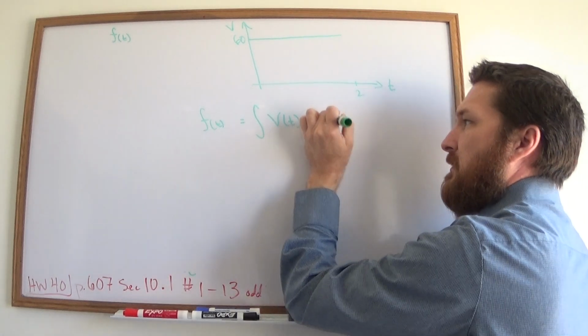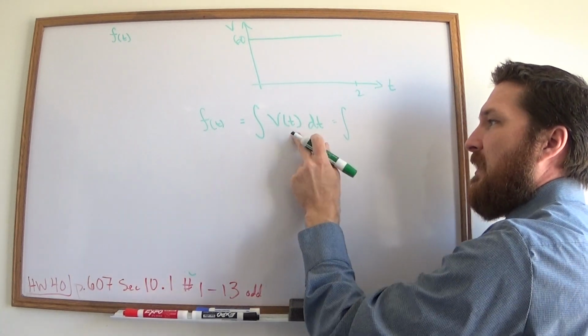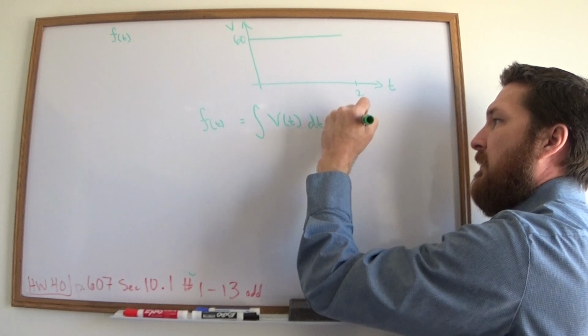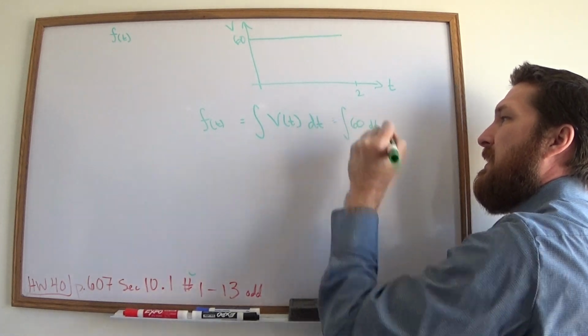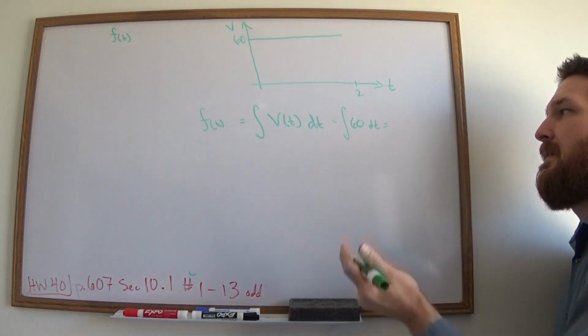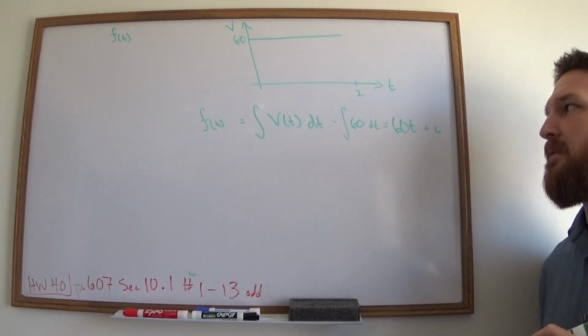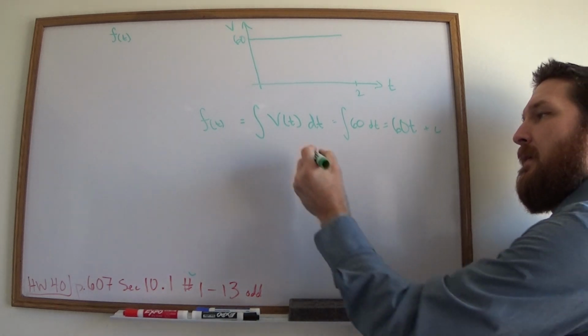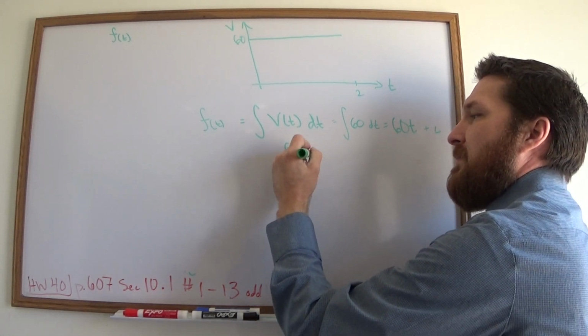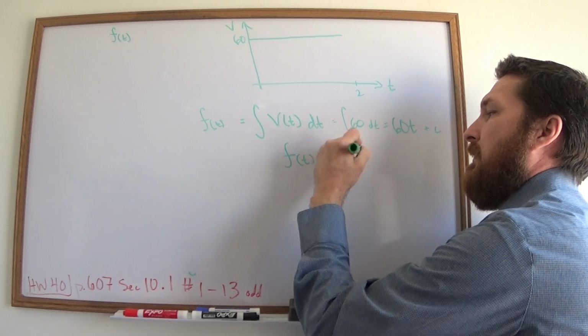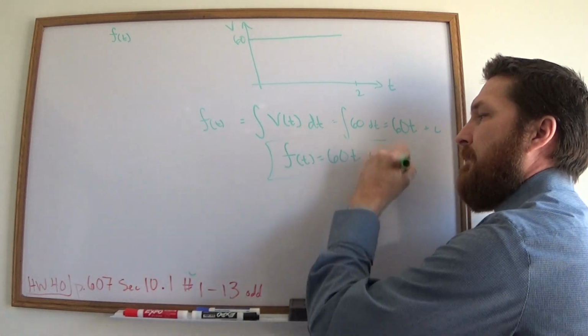So he does that. He says, okay, I'm going to integrate, it's a constant value, 60 dt. And what's the antiderivative of 60 dt? 60t plus some unknown constant, right? Which is where you started, wherever we started. So this is what Victor has right here.